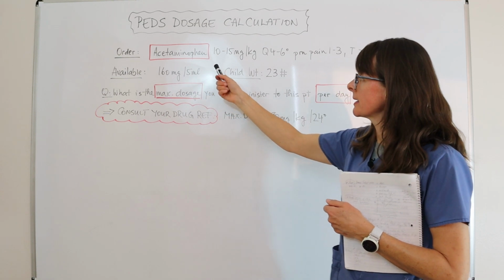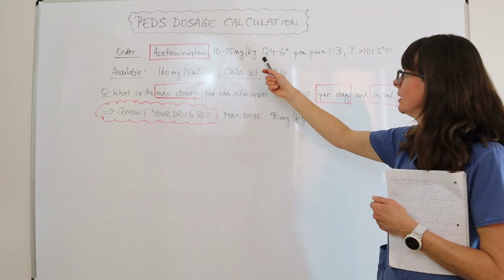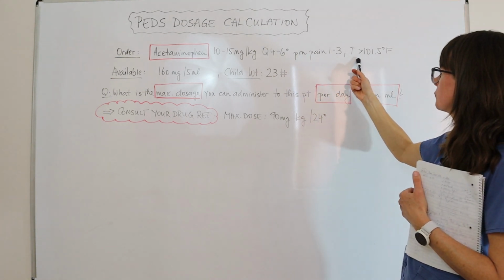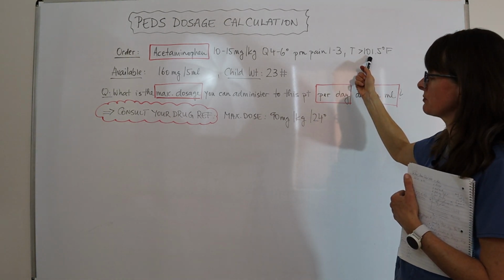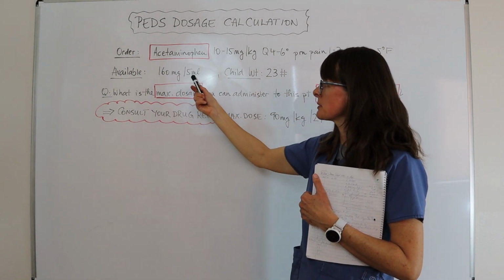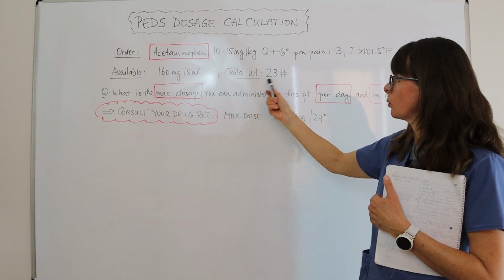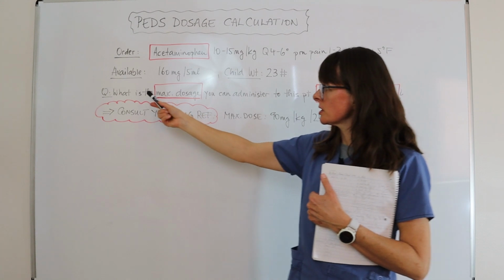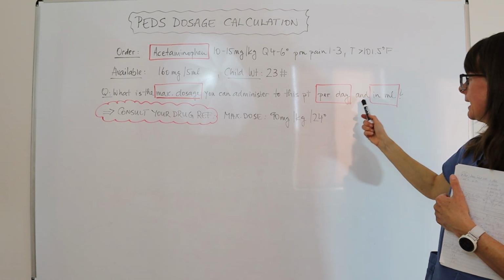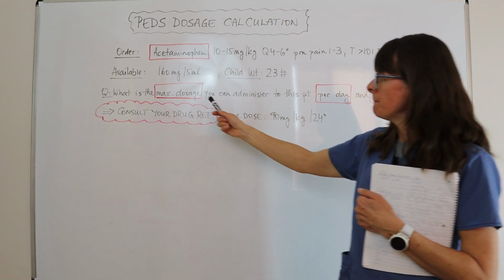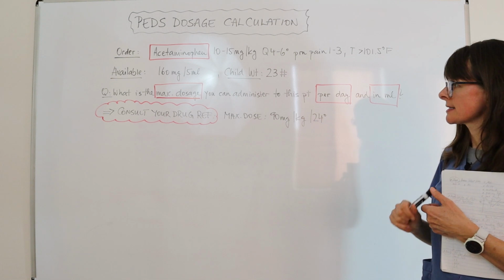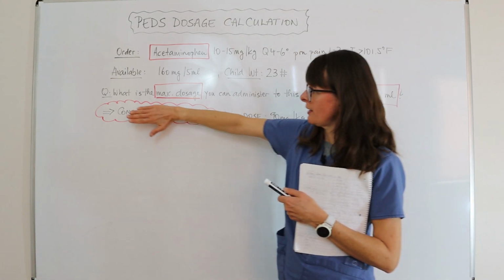So we have the order acetaminophen 10 to 15 milligrams per kilo every 4 to 6 hours as needed for pain on a scale 1 to 3 out of 10, and also as needed for temperature greater than 101.5 degrees Fahrenheit. What we have available from the pharmacy is Tylenol 160 milligrams per 5 milliliters, and our child weighs 23 pounds. Now the question is, what is the maximum dosage you can administer to this patient per day and in milliliters? And when we're talking about maximum dosage, we usually talk about milligrams, and then we also need to calculate this in milliliters.